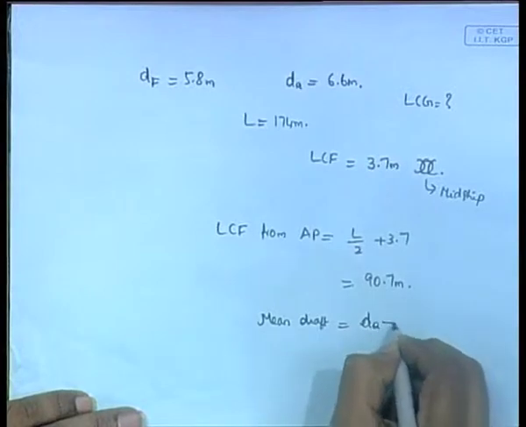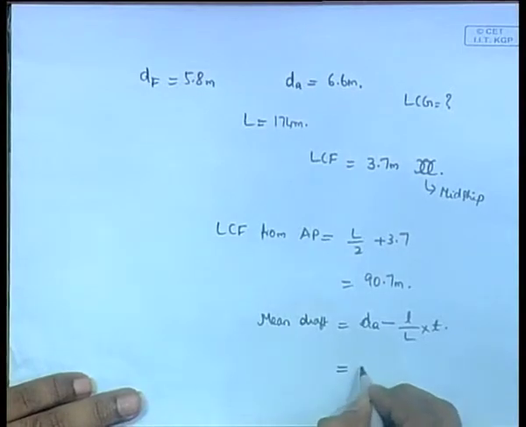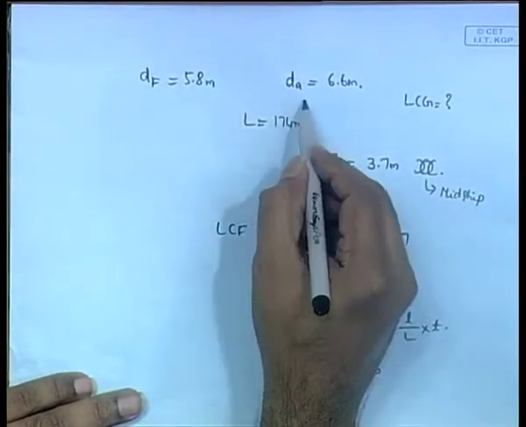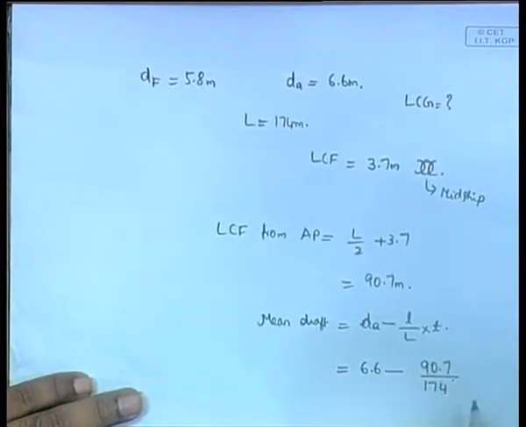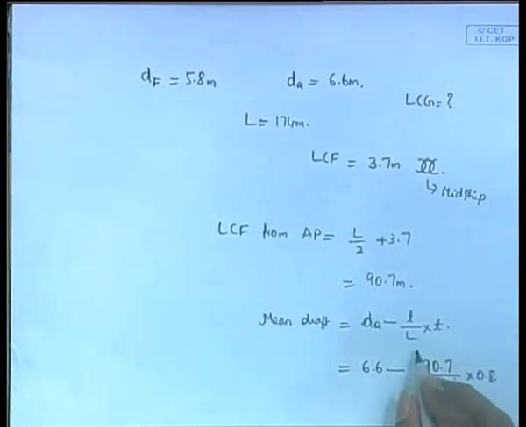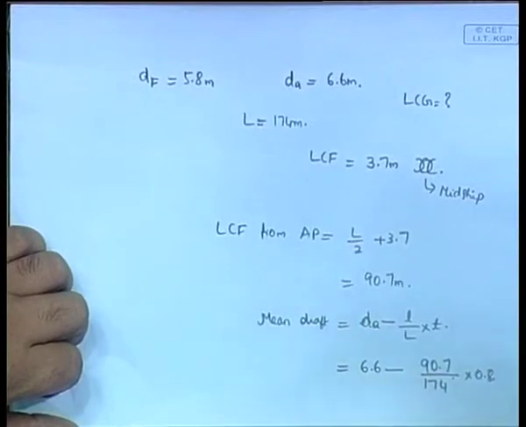Use this formula: dA minus l by L into T, where T is the total trim. Trim is again defined as the draft forward minus draft aft. Draft aft is given; you are given the drafts in the aft and forward direction. Minus l, the distance of LCF, that is given, 90.7, divided by L, 174, into this 0.8. Note that this small l is always the distance of LCF from the aft perpendicular. A few such things just have to be memorized. So 6.6 minus this thing will give you the mean draft.